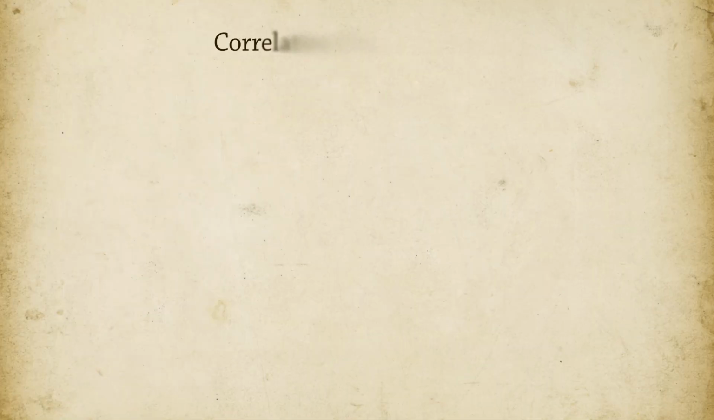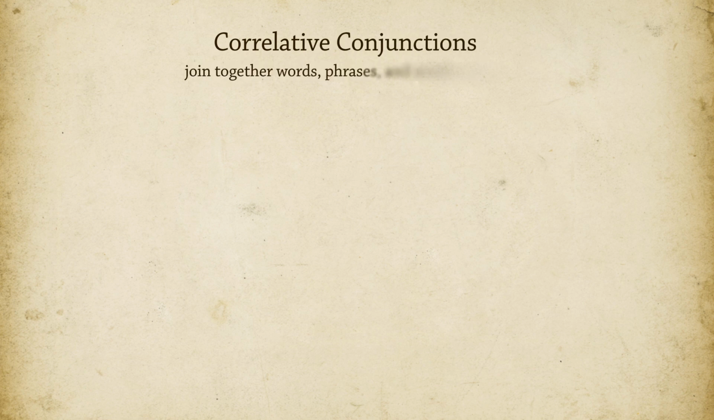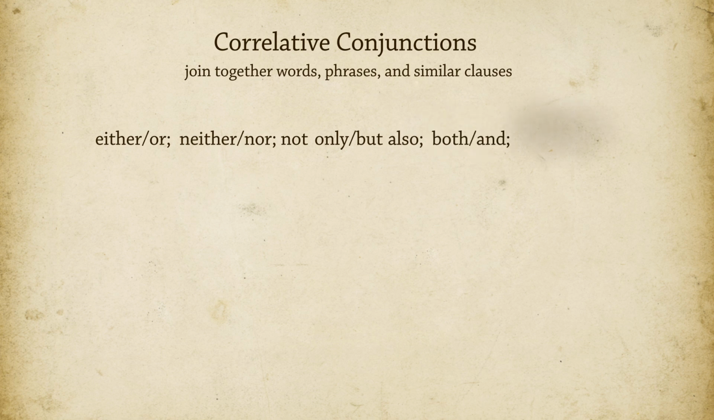Finally, let's talk about correlative conjunctions. They always come in pairs and are used to join together words, phrases, and clauses of similar length and impact. These include either or, neither nor, not only but also, both and, whether or.